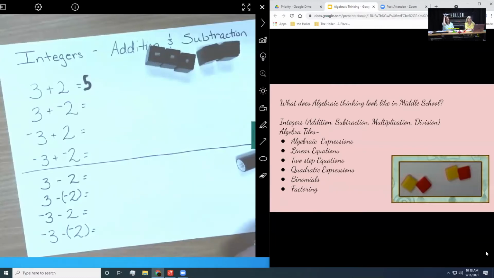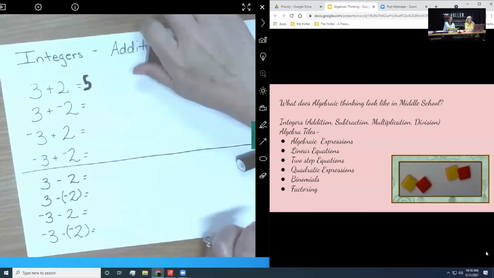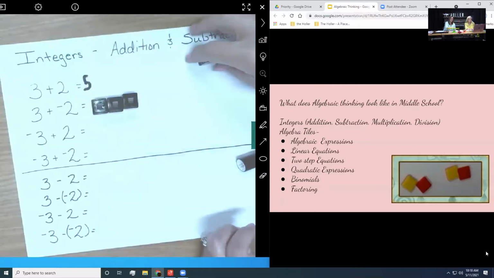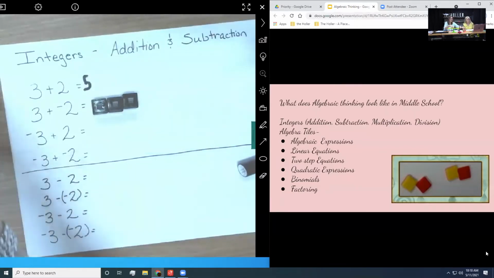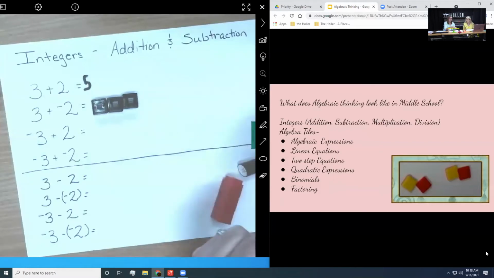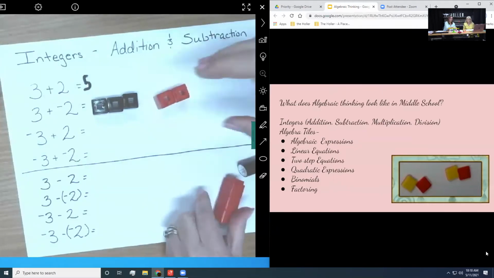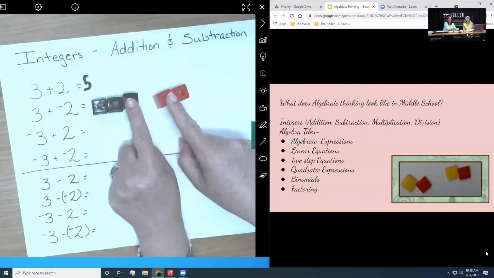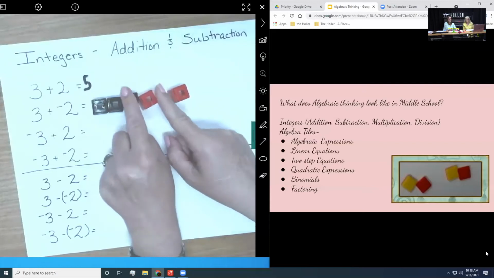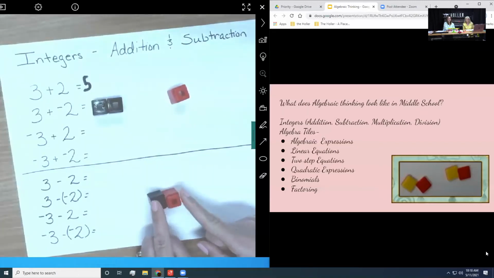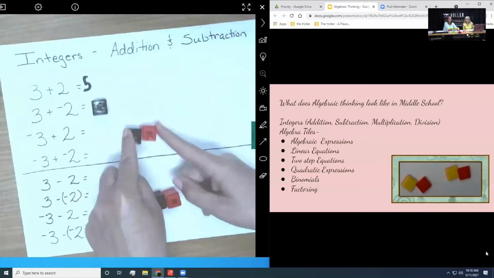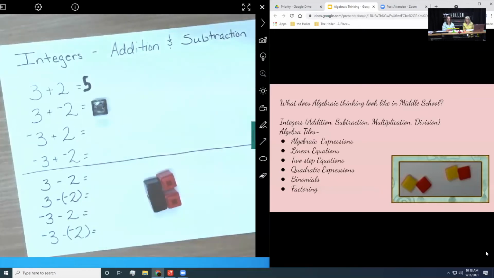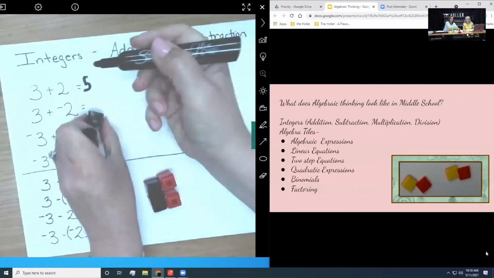So the next thing that we're looking at is a positive 3. Of course, here's my positive 3. And it's a negative 2. So again, in this case, what am I going to do? Well, we talked about zero pairs and how they cancel each other out. So if I got a positive and negative, I'm going to put them together. They're going to zero out. Positive and negative, put them together, zero out. I have one positive left. And so that answer would actually be 1.